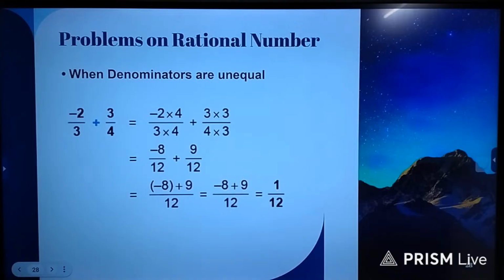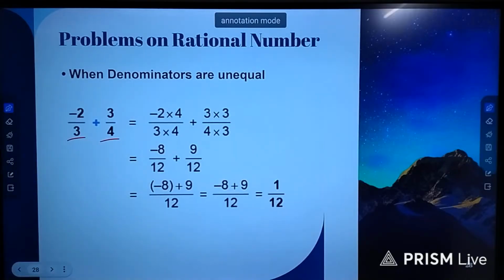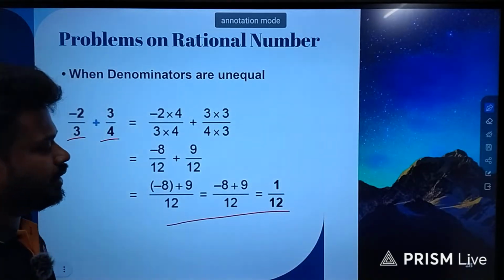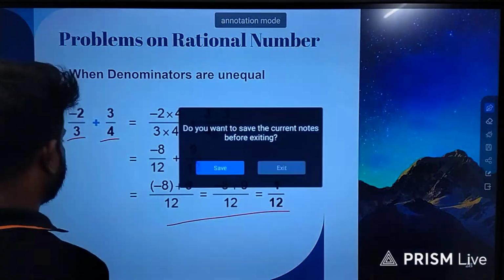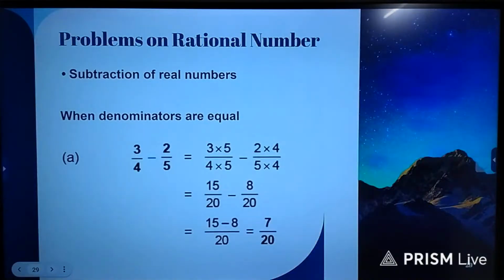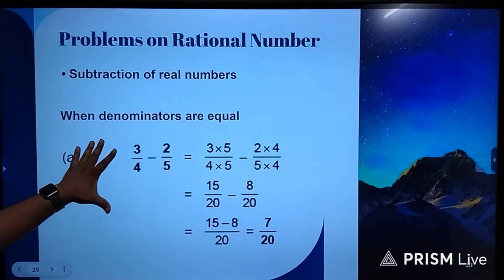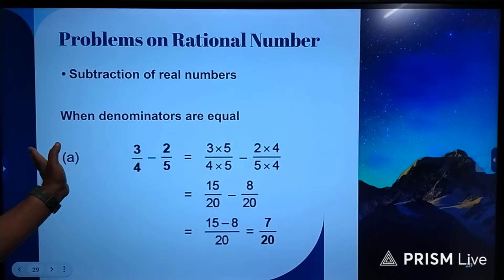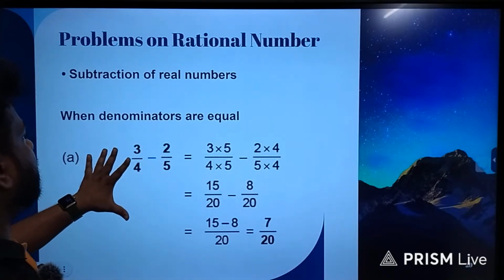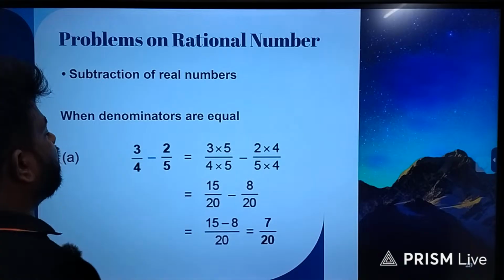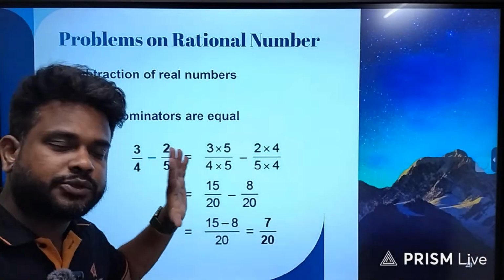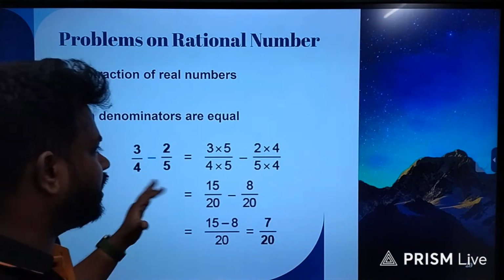Okay. When denominators are unequal, yes, for those cases you have to find the LCM of both the denominators and find the sum as well. Okay, so subtraction when denominators are equal. Yes, and when denominators are unequal, the same goes for subtraction as well, just like the addition.